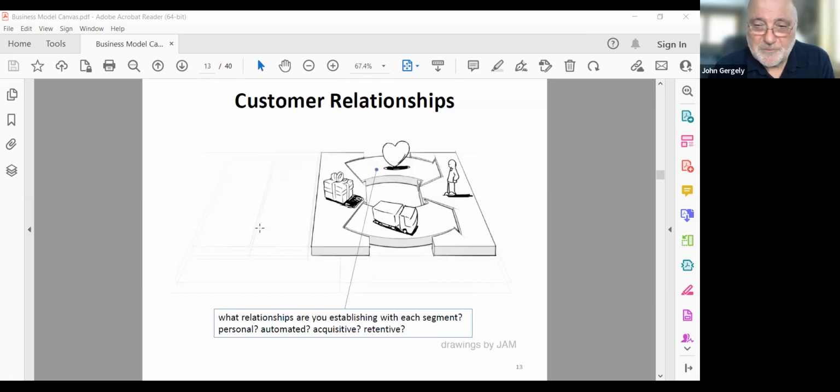And then customer relationships. That's how you're going to interact with your customers in each of those segments. Is it going to be personal? Are you going to use automation? Are you going to have sales reps, for example? Again, this is fairly straightforward. It's how you interact with your customer.